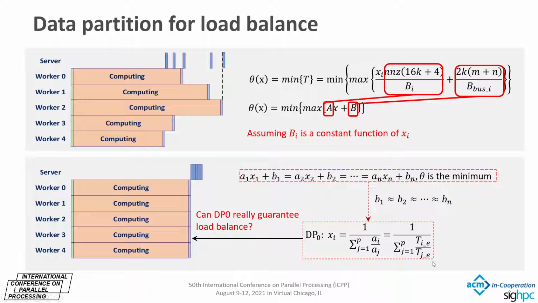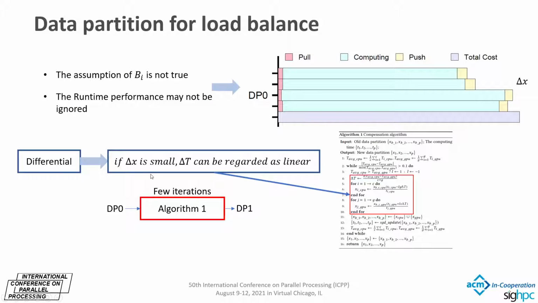Now, we get the data partition formula and obtain the value of data partitions through the execution time information of each worker. We call it dp0, but can dp0 really guarantee load balancing? On one hand, the assumption that memory bandwidth is constant function is not entirely true. Bandwidth is more sensitive to the amount of data on GPU. On the other hand, the performance during actual execution cannot be ignored, especially on GPU. Therefore, as shown in the figure, in actual execution, dp0 doesn't guarantee equal execution time.